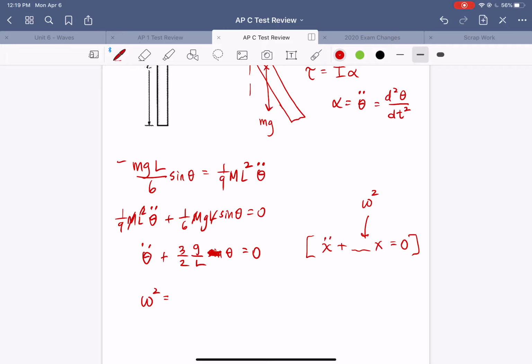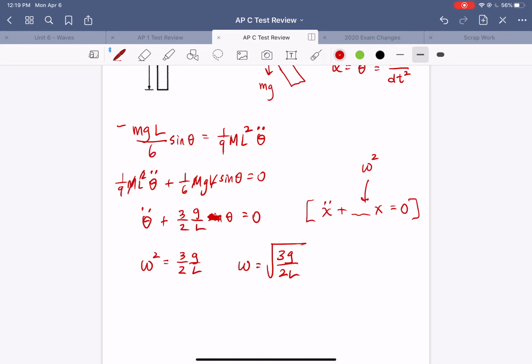The frequency of this pendulum squared is going to be 3/2 g over L. So omega is 3g over 2L square rooted. Okay, so it wants to know the period of oscillation. So omega is equal to 2 pi divided by the period. So if we rearrange that, T is equal to 2 pi times the square root of 2L over 3g.